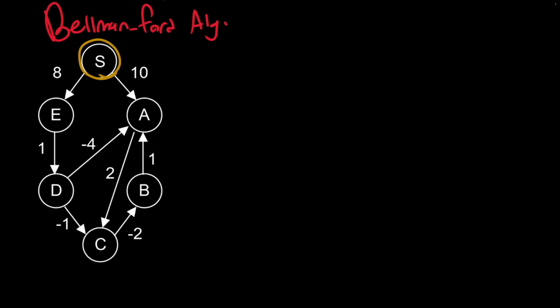So we're going to start with an S node, and the S node is always going to have a shortest path of 0 because it takes 0 nodes to get to S. And every other node is going to start with a shortest path of infinity. And over time, we're going to fill these out to newer and newer shortest paths.